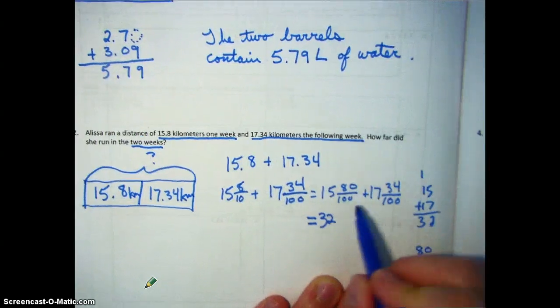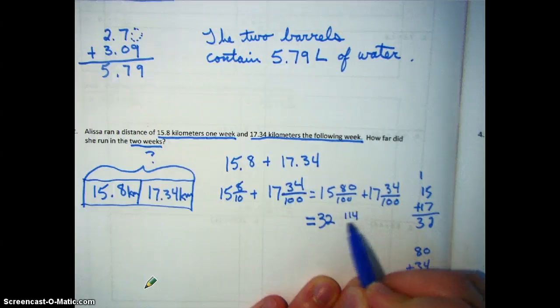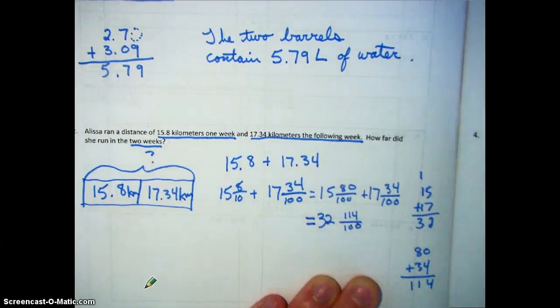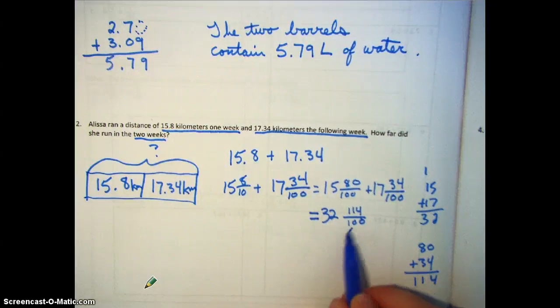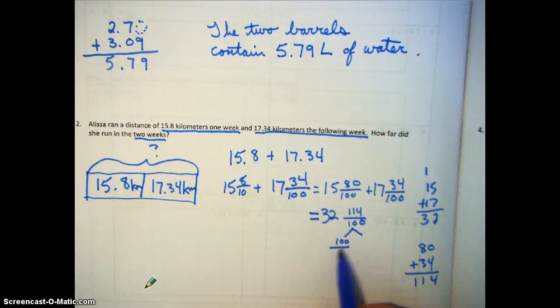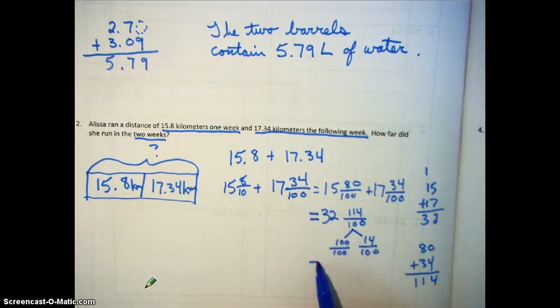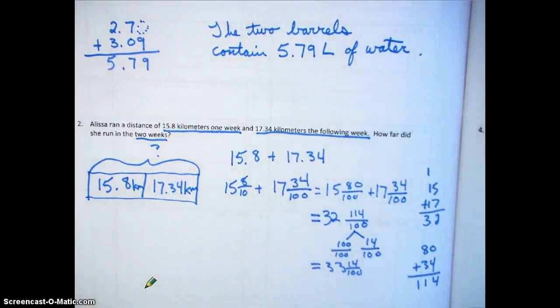Okay, so we end up with 114 hundredths. Okay, well, we see that 114 hundredths is an improper fraction, so we can actually pull out 100 hundredths, leaving 14 hundredths, and we end up with an answer of 33 and 14 hundredths. Okay, so that's how we would solve it with fractions.